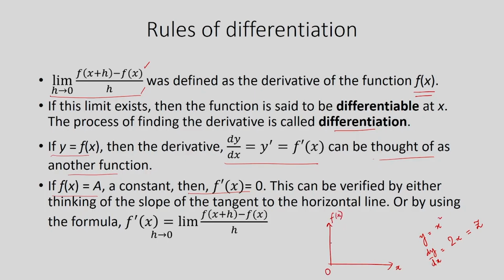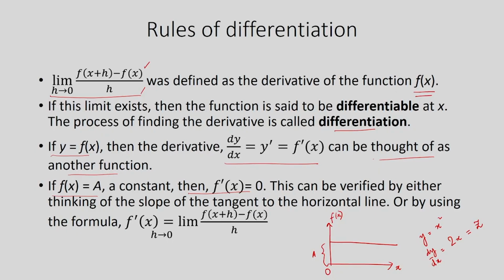So, here f(x) is what? f(x) is a constant, capital A. Now, as we know, the geometric interpretation of the derivative of a function is that it is the slope of the tangent to the graph of the function. If you have a horizontal line, then its slope is 0. So, therefore, the derivative is also going to be 0. That is one way to think about it.